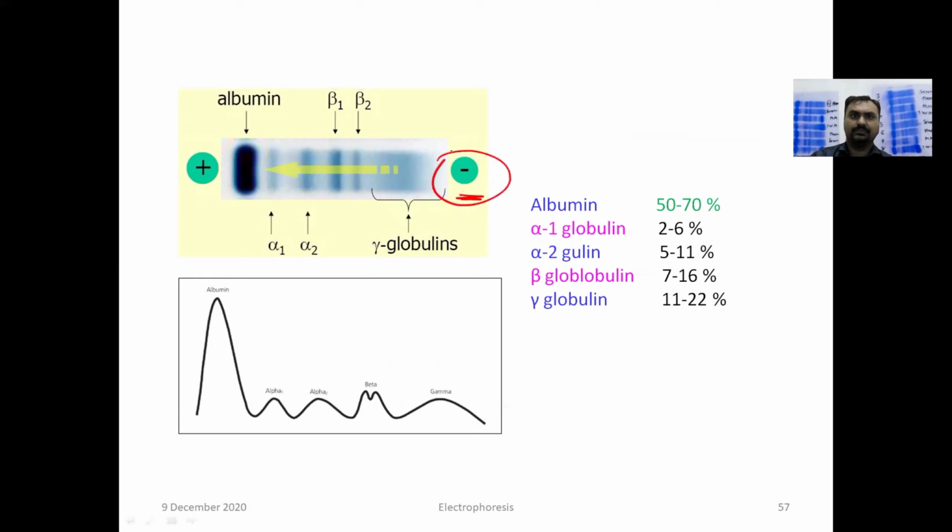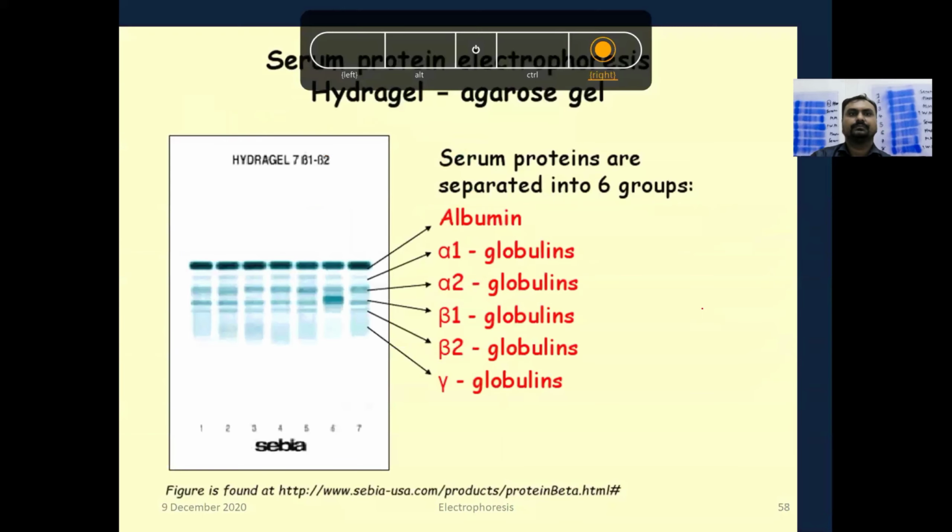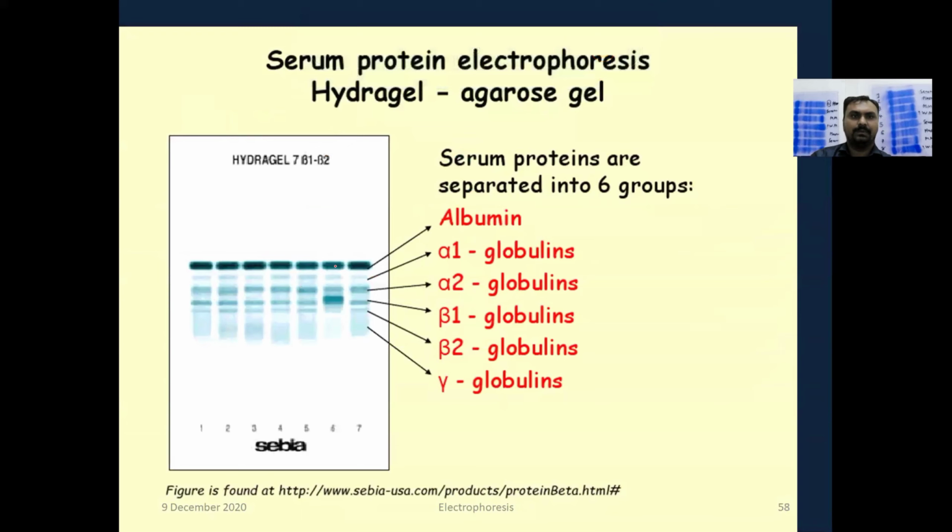Here this is the cathode, the negatively charged electrode, and here is the anode. We apply the sample here, and albumin moves faster, then alpha 1, then alpha 2, beta 1, beta 2, and the diffuse band is gamma globulin. Among these proteins, albumin is about 60 to 70%, and next is gamma globulin, 11 to 22%.